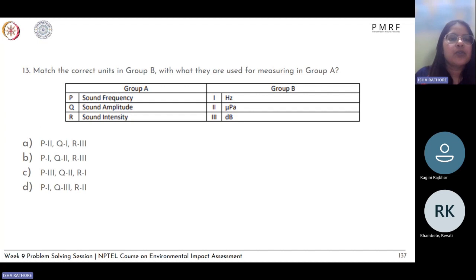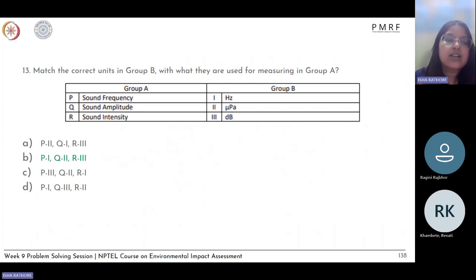Okay, moving on. So match the correct units in group B with what they are used for measuring in group A. So we have the terms and their units. So again, these are from the noise module because we have looked at a lot of technical data in the last lecture, the noise lecture.